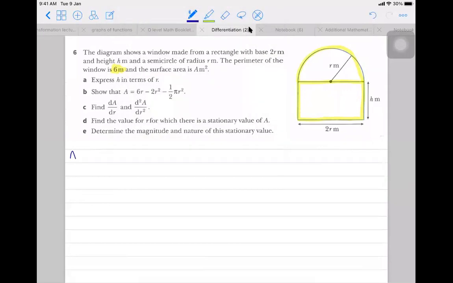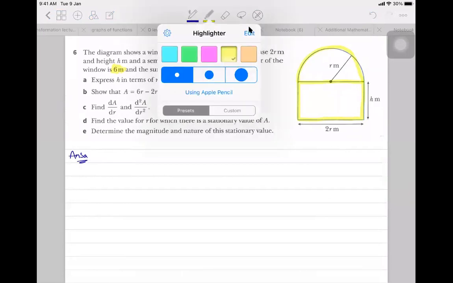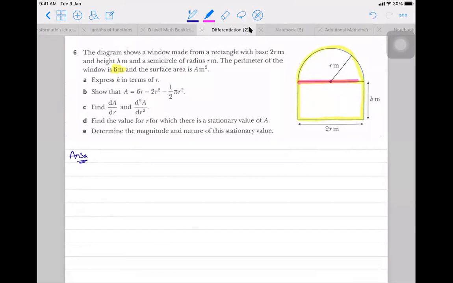Sir? Yeah. For the perimeter, won't we ignore one side of the rectangle? No, we are not going to ignore this side, because they have given us a solid line. And the question says the diagram shows a window made from a rectangle with a base 2r and the height h and a semicircle of radius r. As far as I think, because they have given you a solid line, not the dotted line, we are going to count that side into the perimeter.